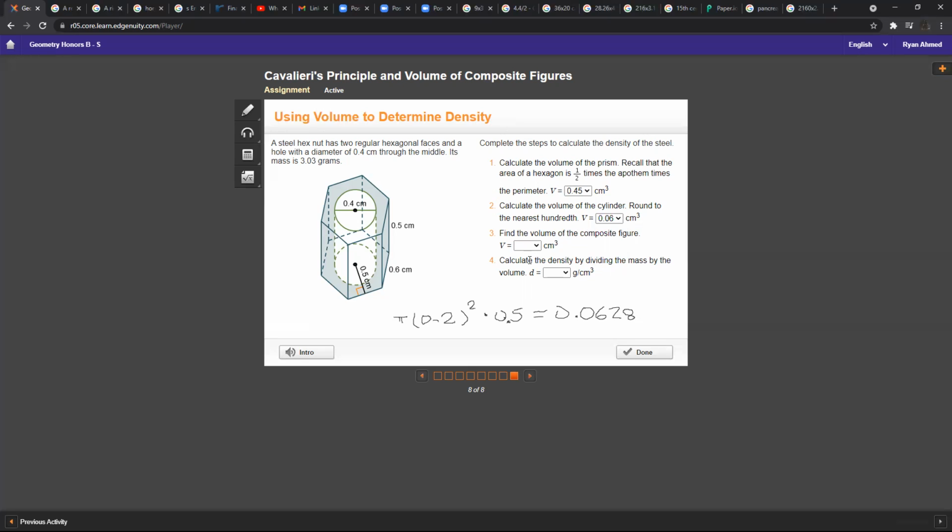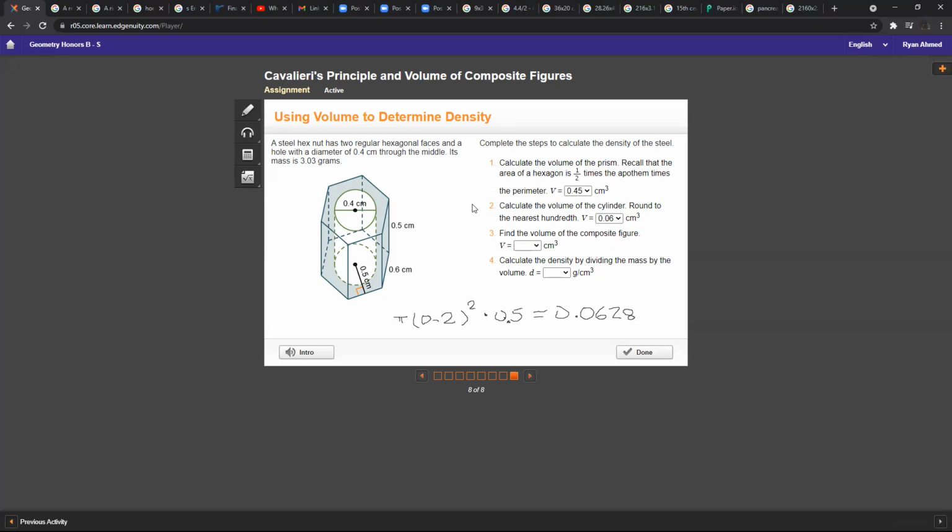And then how do we find the volume of the composite figure? So what do they mean by composite in this case? I believe the composite figure would be, in this case, the volume of the prism, the shaded part only. Composite is going to be only the shaded part.